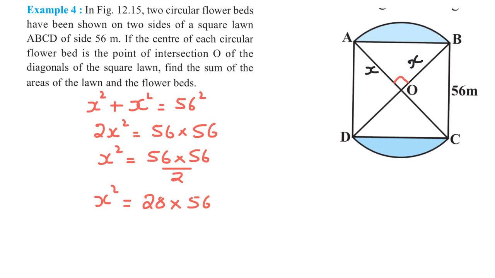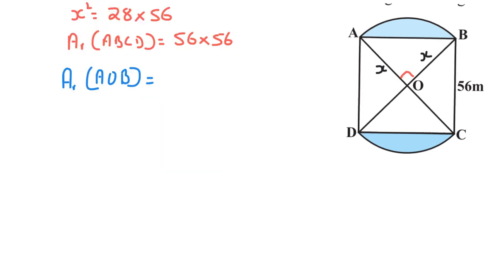What is the area of the square ABCD? So the area of the square ABCD is 56 times 56 meters squared. So this is the area of the square ABCD, and now we know what is OA and OB. Let us find out what is the area of the sector AOB. So we know that x squared is 28 times 56. We know that the area of the square ABCD is 56 times 56. Now let us find the area of the sector AOB.